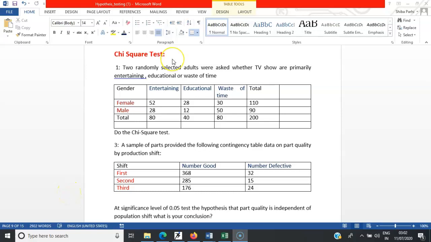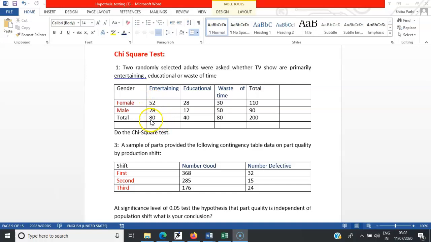So, the chi-square test examines the relationship between two variables. Basically, it defines the relationship between two categorical variables. Can you see the male and female here? On the basis of different channels, what kind of channels do males and females prefer? Is there any gender bias regarding the channel, whether viewers watch for entertainment, for education, or feel that it is a waste of time?